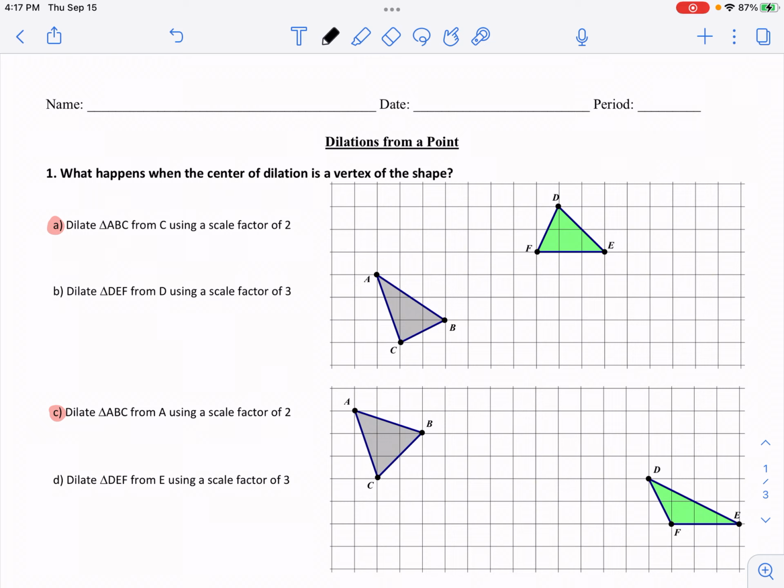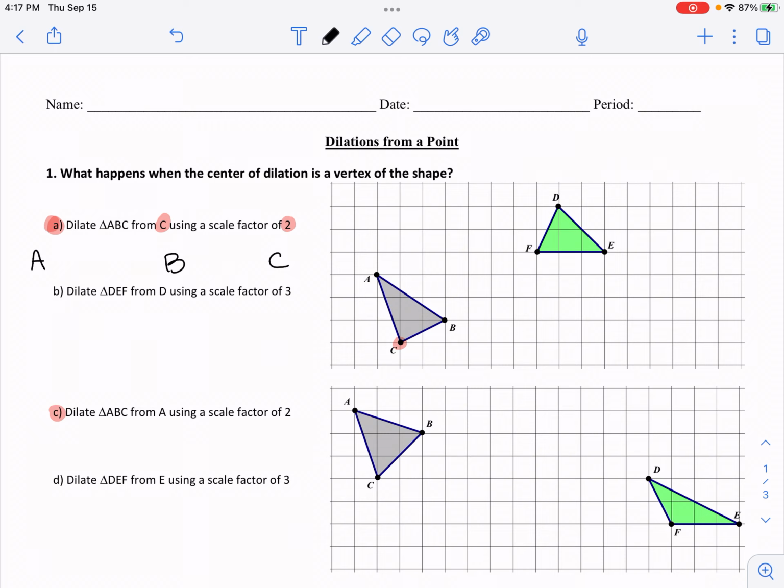It's going to be the gray one. As you can see, for A, it says dilate triangle ABC from C using a scale factor of 2. We're going to highlight two things here. This is going to be our center of dilation, and 2 is going to be our scale factor. I'm also going to highlight that here as well. So we're going to find the path that it takes from C to get to A, to get to B, and to get to C, and then multiply it by 2.